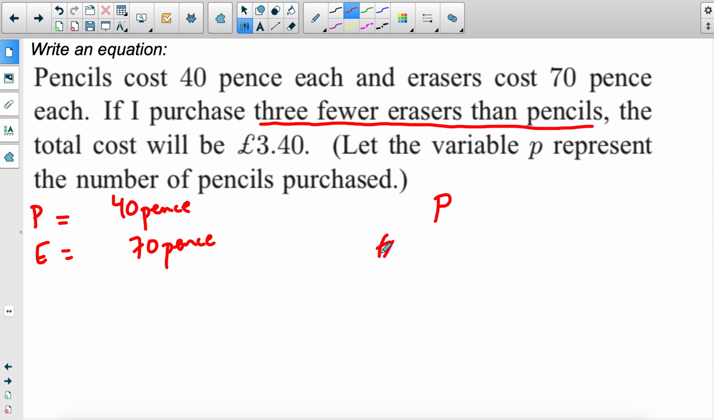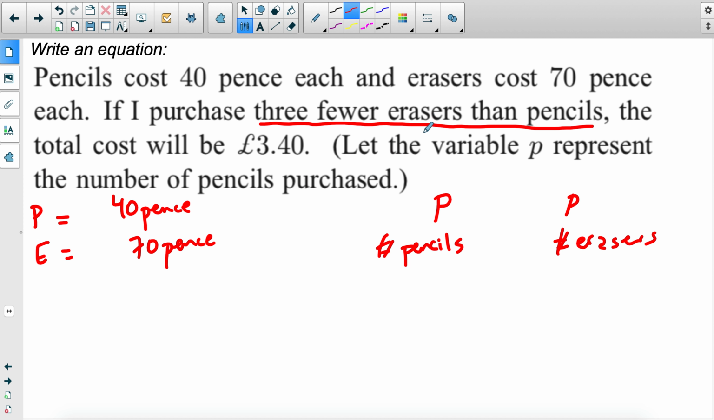this is the number of pencils. The number of erasers, 3 fewer erasers than pencils. So I bought 3 fewer erasers than pencils. So if I bought 10 pencils, then it means I got 7 erasers.